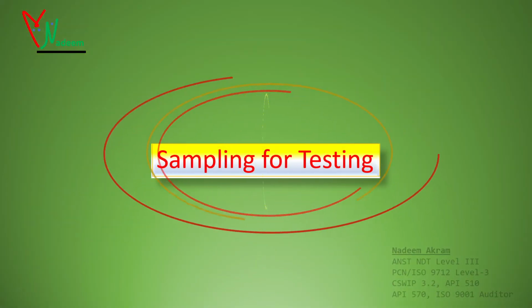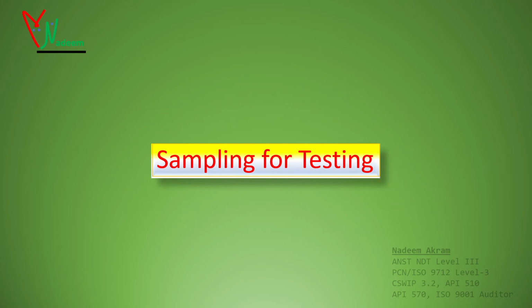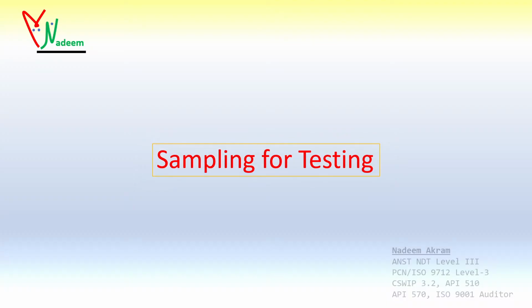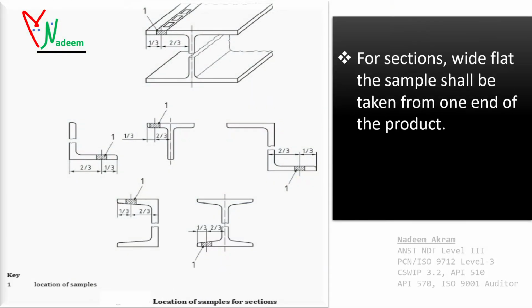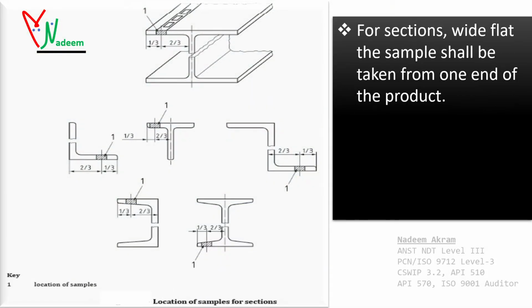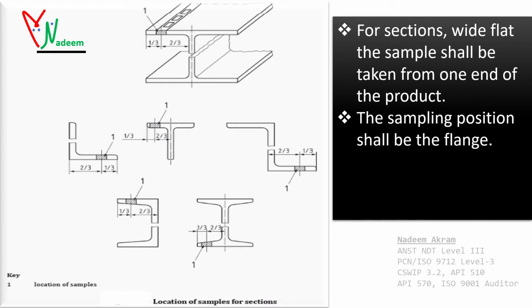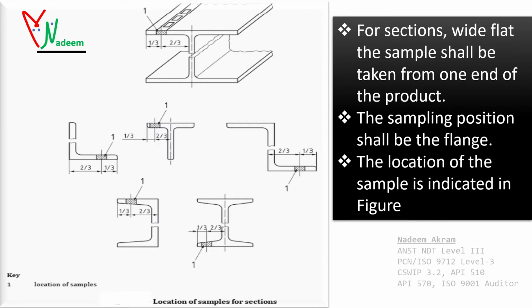Sampling for testing. For sections, wide flat, the sample shall be taken from one end of the product. The sampling position shall be the flange. The location of the sample is indicated in the figure.